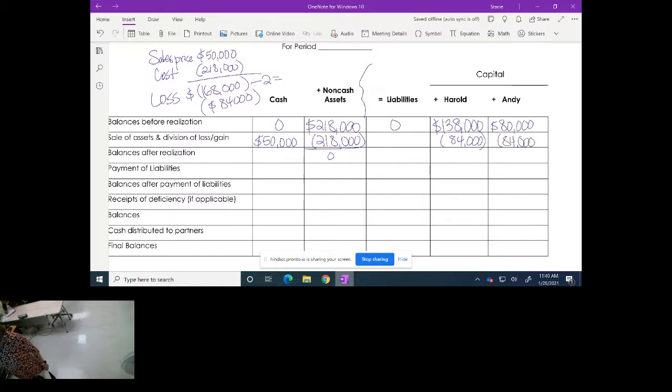And like I said, as soon as you're writing it down, you can tell if you got a problem or not. So now Harold has 54. And Andy has -4. So there's nothing in liabilities. We got 50,000 left in cash. So that's kind of easy to spot check the math. 54 minus 4 is 50, and then you have 50 on the other side. So we're complete.